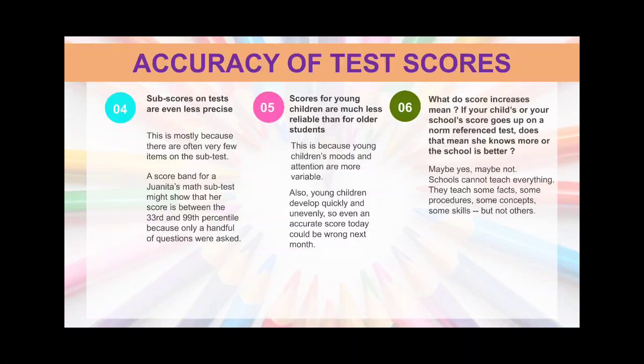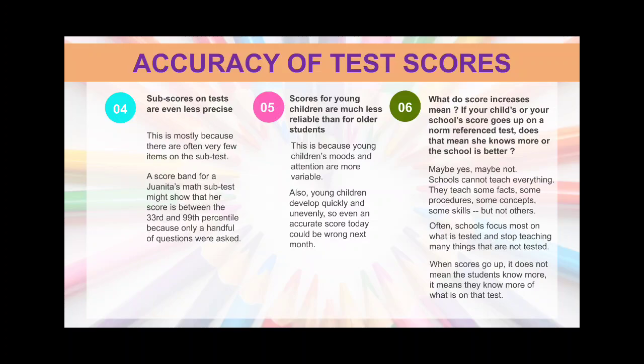Number six, what do score increases mean? If your child's or your school's score goes up on a norm reference test, does that mean she knows more or the school is better? Maybe yes and maybe not. The school is not going to teach everything. They teach some facts, some procedures, some concepts, some skills, but not others. So often, schools focus most on what is tested and stop teaching many things that are not tested. So when scores go up, it does not mean the students know more. It only means they know more of what is on the test.